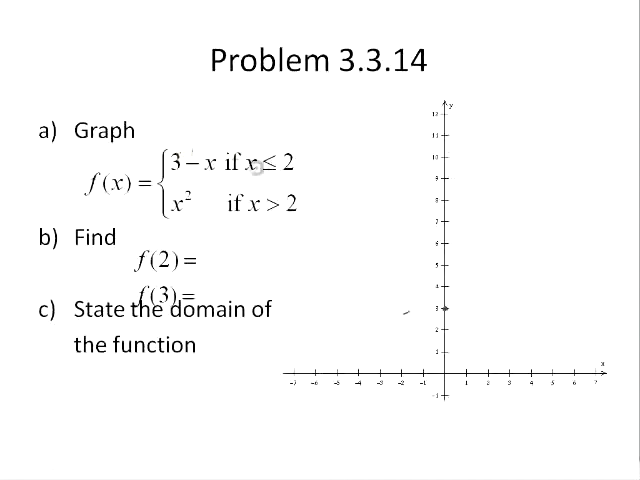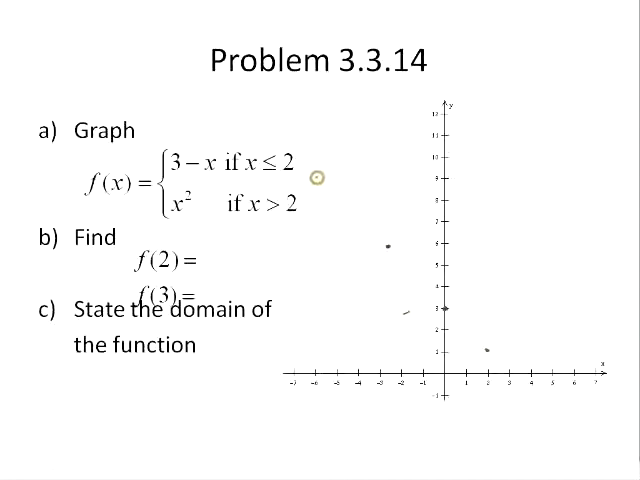Let's choose another value of x that is less than or equal to 2. We could choose x equal to 2. If x is equal to 2, then 3 minus 2 is 1. So we get a point over here at (2, 1). Let's choose one more value, say negative 3. If x is negative 3, that's less than or equal to 2. So 3 minus negative 3 is the same as 3 plus 3, or 6, so we get a point here at (-3, 6), and I'll see if I can get that approximately right.